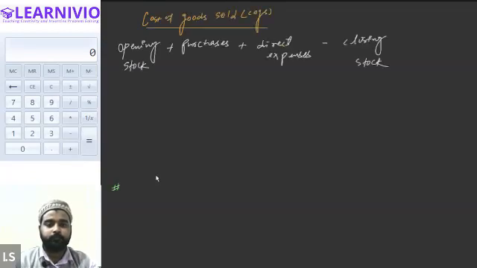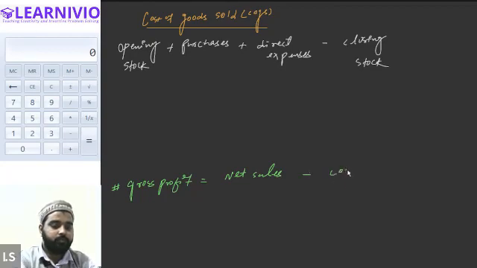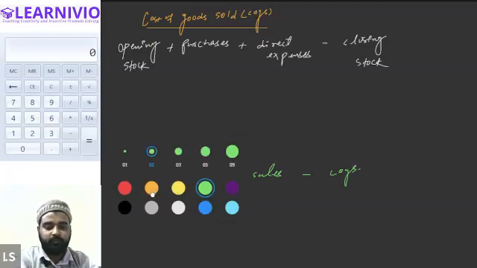The formula for the gross profit is equal to net sales minus COGS. Now, in order to find out the value of the gross profit, you will have to find out the value of the cost of goods sold. So first of all, let's find out the value of the cost of goods sold.